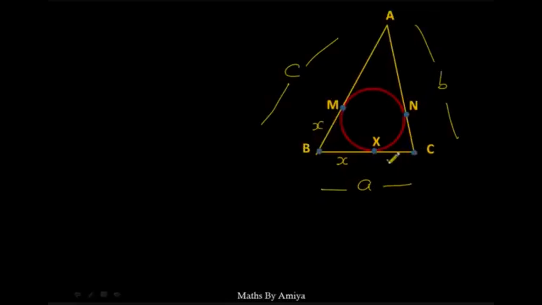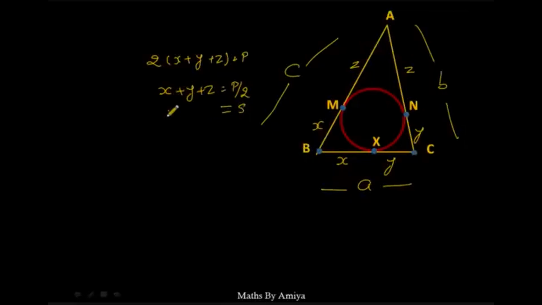For the point C, if this one is y, this should be y. If we say this one is z, this should be z. So we can say the complete perimeter is 2x plus 2y plus 2z. So x plus y plus z is p by 2. In geometry, we know perimeter by 2 is termed the semi-perimeter. So x plus y plus z is the semi-perimeter.